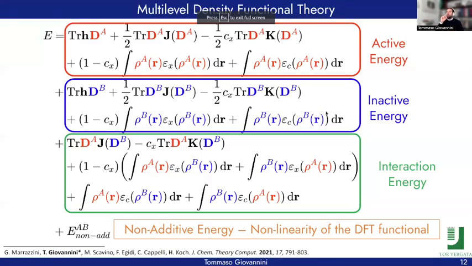Okay. Now, what I was meaning is that you have this expression where you can recognize the active energy, the inactive energy, and the interaction energy. Where you have in the active energy just the terms that involve A, in the inactive the terms that involve B, and then in the interaction energy you have the mixed term. Finally, you have this term that is due to the fact that the exchange and correlation density functionals are not linear in the densities. And so you have some term that arises because of the nonlinearity.